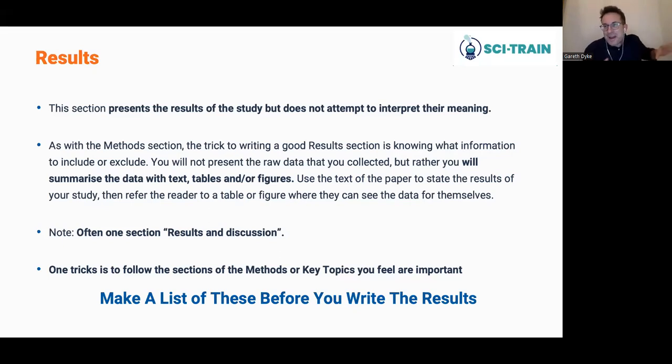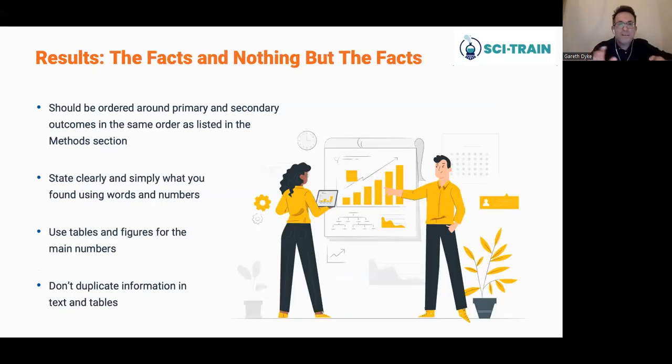And that's the reason, by the way, that very often, and if you haven't noticed this, go and have a look at some recent papers in your field, the results section and the methods section often tend to have very similar structure. Information is presented often in quite the same sequence. So keep that in mind as well, because in your results, you're talking about the facts, nothing but the facts, no interpretation yet. That comes later in the discussion. Order your outcomes around primary and secondary things in the same order as you put them in the methods section, stating clearly and simply what you found using words and numbers, using your figures and tables as the basis for your results section.